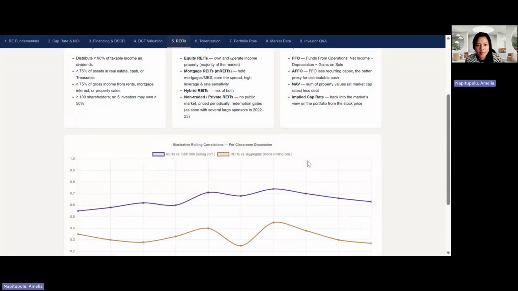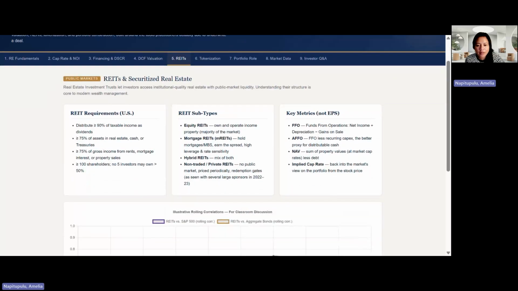All right, so moving on to REITs. Not everyone wants to buy a building outright, and that's where real estate investment trusts come in, or REITs. They let you buy real estate exposure the same way you'd buy a stock. By law, a REIT has to distribute at least 90% of its taxable income as dividends and keep the bulk of its assets and income tied to real estate, which is why they've historically been popular for income-focused investors.